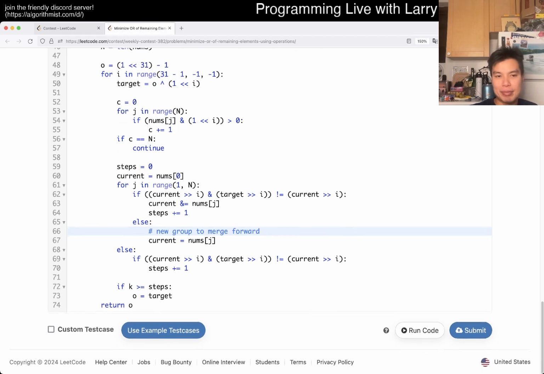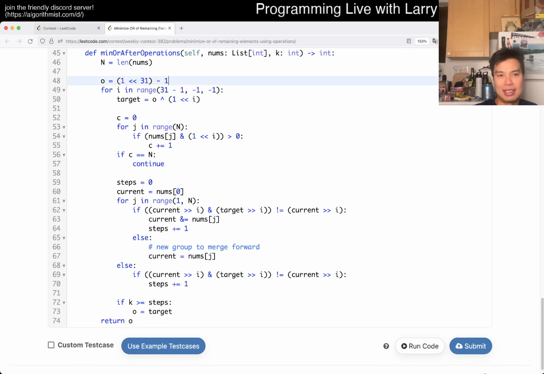And then at the end, one more step is that if we haven't handled the last group, we have to merge backwards, like one step. So that's pretty much it. And if the number of steps we're merging is still less than or equal to k, then we can update the answer to the target, and target is just the answer minus one of the digits, right?